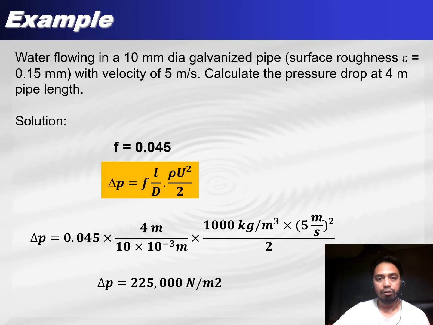Once you know the friction factor, we can use it to calculate the frictional pressure drop using the Darcy-Weisbach equation as follows. We just plug in all the numbers, and then we can obtain the frictional pressure drop as 225,000 Newtons per meter squared.